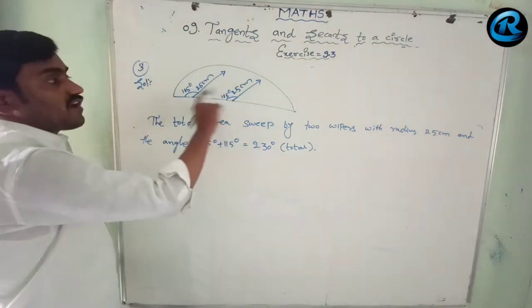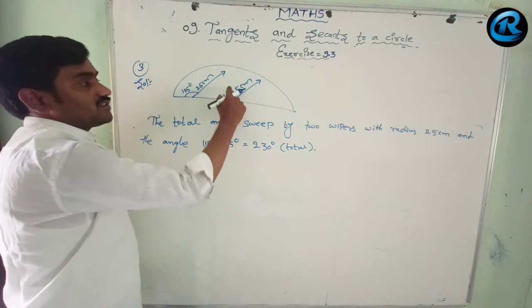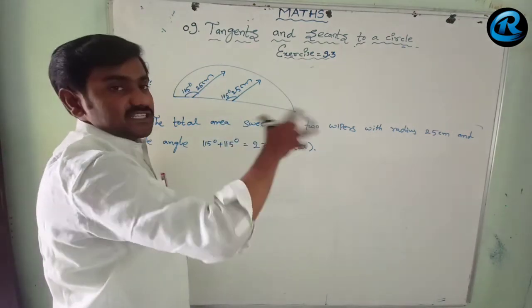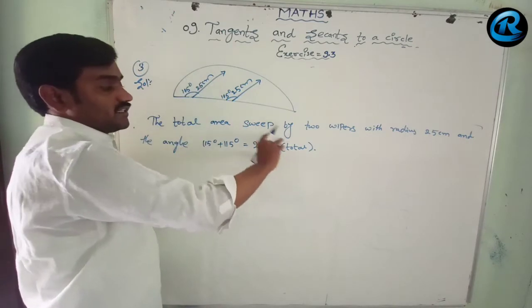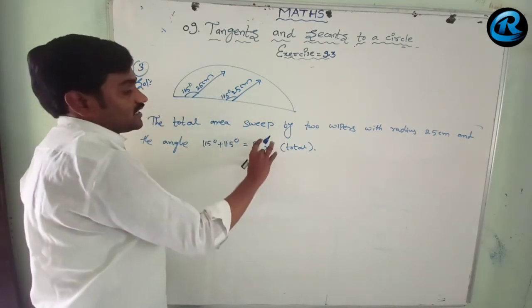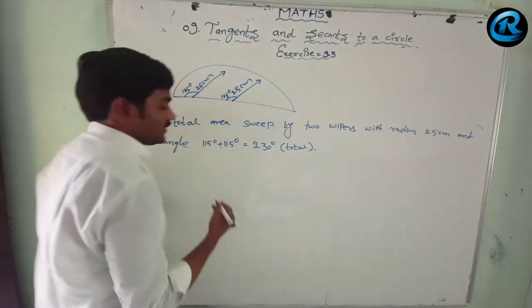The total angle is 5. Both blades have a total angle of 115 plus 115, that is 230 degrees of angle. The total angle is 230 degrees. With this 230 degrees of angle, x is equal to 230 degrees.